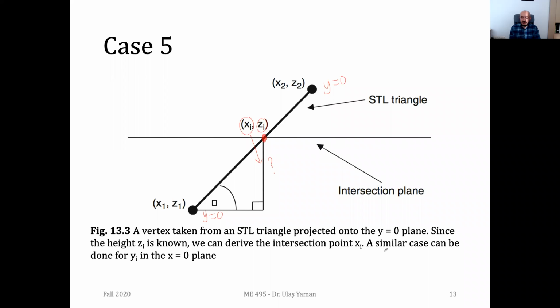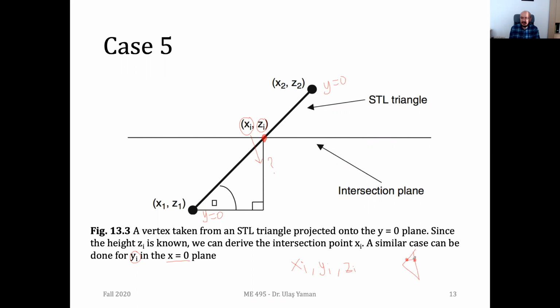And then later we will do similar things for the x equal to 0 plane. We will project our triangle again onto the x equal to 0 plane. This time we will be calculating yi, and we have already determined xi. And then in the second case, you will determine yi, and we already know zi. So the intersection point is now already calculated. And we can do it for the other part of the triangle and determine this intersecting segment.